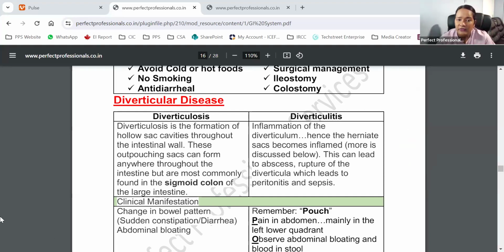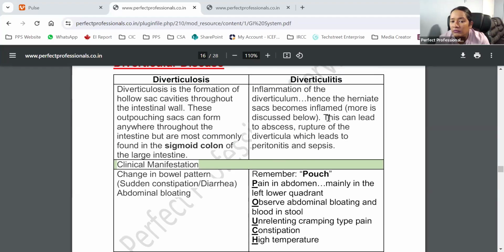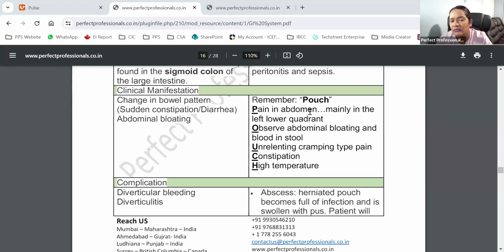Now the clinical manifestations: a change in bowel pattern, sudden constipation, sudden diarrhea, and abdominal bloating. Just remember the pouch: pain in the abdomen, mainly in the left lower quadrant. Observe abdominal bloating and blood in stool. There are unrelenting cramps, because there is no reason for cramping but the patient is getting cramps. Constipation will be there, and high temperature. High temperature occurs when diverticulitis develops, when the food gets infected and inflammation occurs, and the patient will have fever.